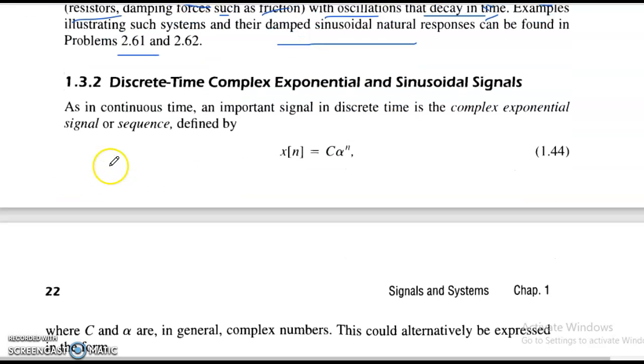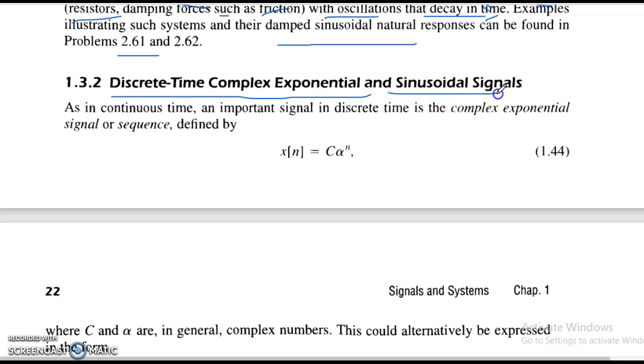Now discrete-time complex exponentials and sinusoidal signals. First we saw the continuous case, now we see discrete time.